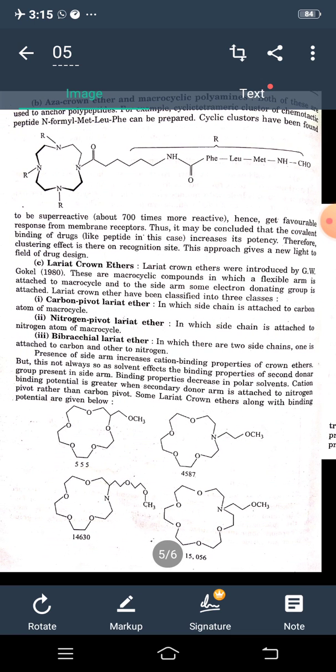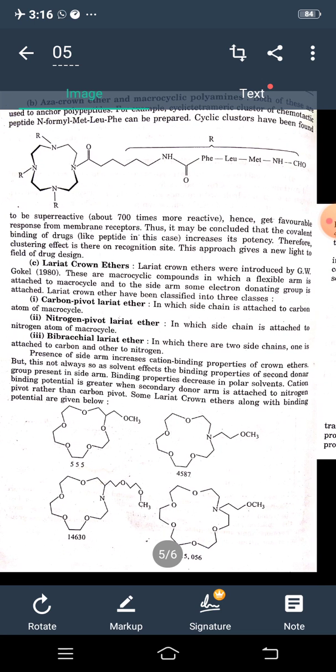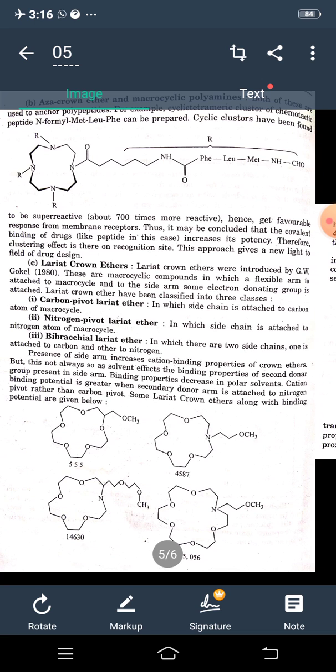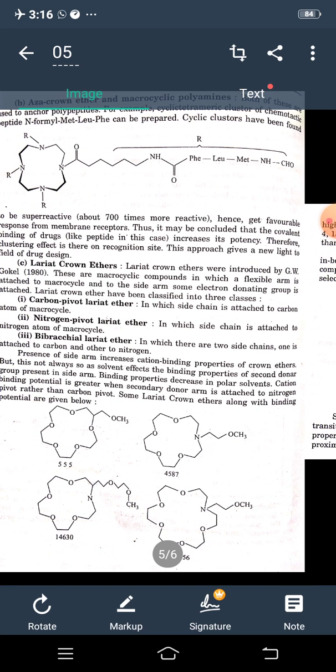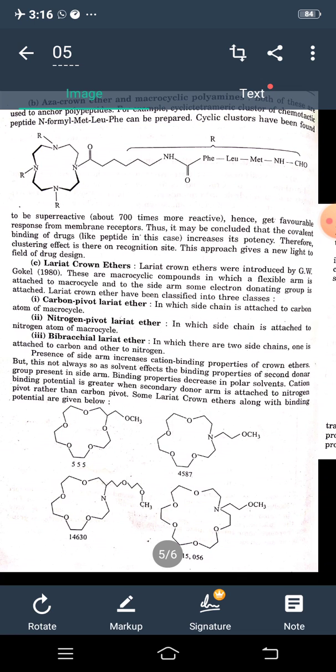So the presence of a side chain arm increases the cation binding properties of crown ethers, but this is not always so, as the solvent affects the binding properties of the second donor group present in the side arm. Binding property decreases in polar solvents. Cation binding potential is greater when the secondary donor arm is attached to a nitrogen pivot rather than a carbon pivot.